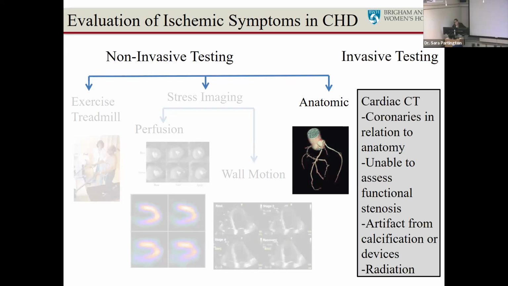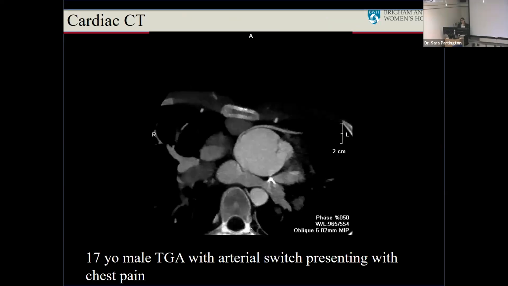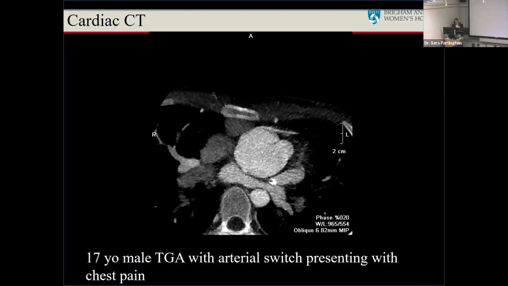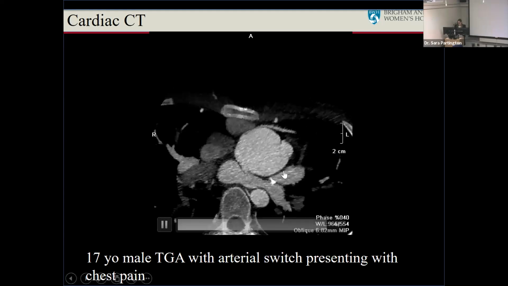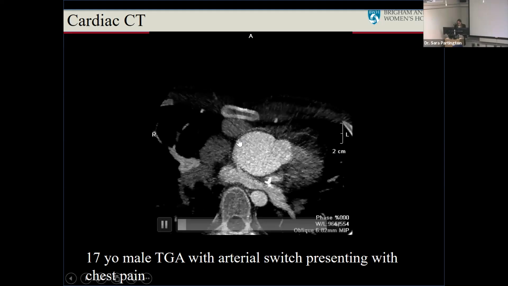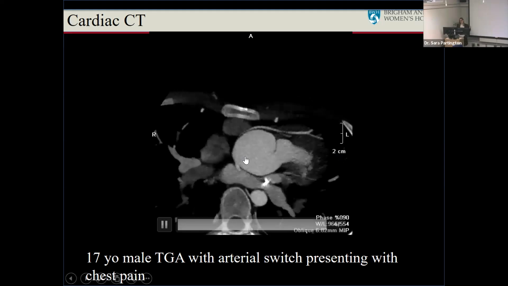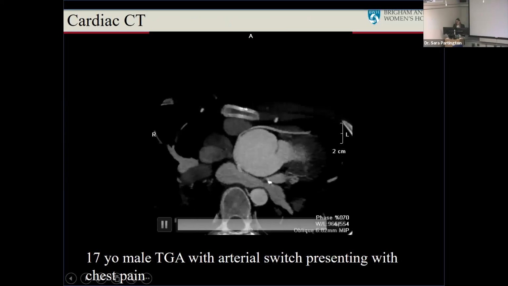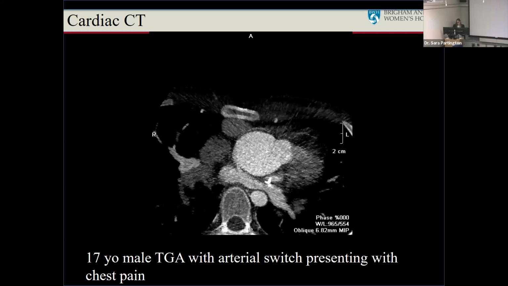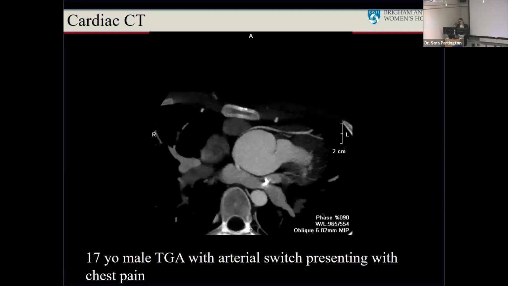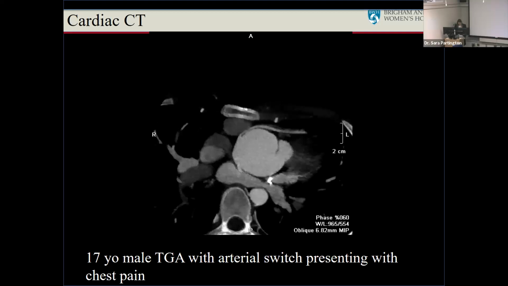The cardiac CT. Now, this is a patient who had transposition of the great arteries with an arterial switch procedure. So these coronary arteries were reimplanted. You can see this left coronary artery is right here in between the pulmonary artery, and that looks like it has a very small ostium. And this patient went on to have this coronary artery reimplanted and patch plastied at the left origin.